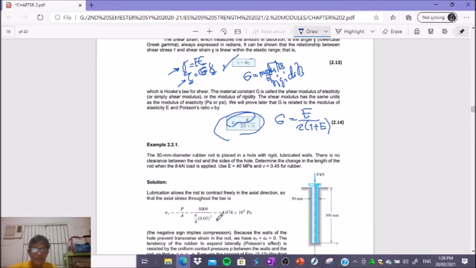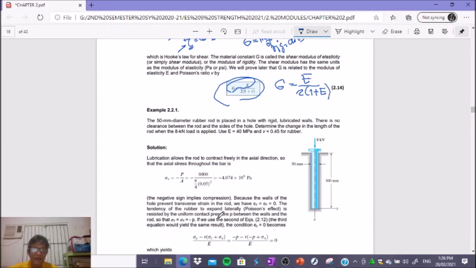Okay, so sa module natin we have sample 2.2.1: the 50 mm diameter rubber rod is placed in the hole with rigid lubricated walls. There is no clearance between the rod and the sides of the hole. Determine the change in length of the rod when the 8 kN load is applied. E is equal to 40 megapascal and V is equal to 0.45 for rubber.